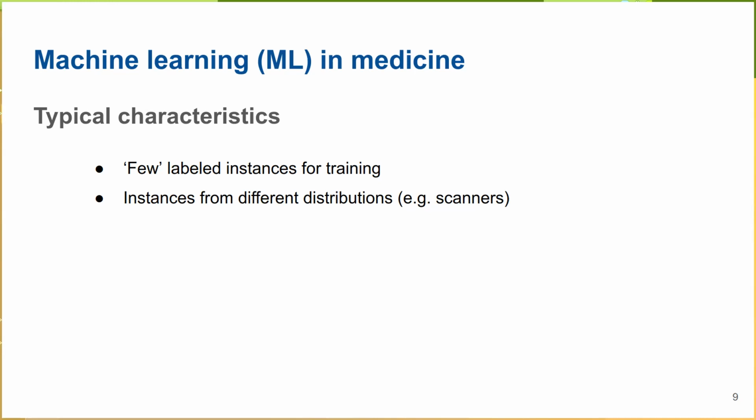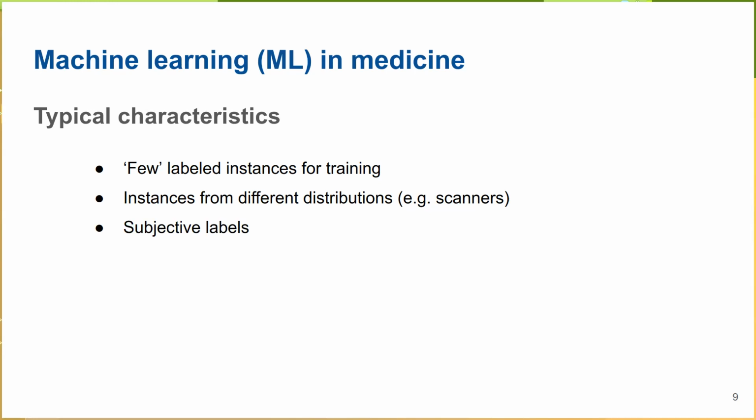Then the instances can come from different distributions. This can be, for example, images acquired with different scanners, or we might be analyzing people that come from different populations and therefore they behave differently. So this is with respect to the assumption that the training and the test data are similar. Well, it is possible that that is not the case.